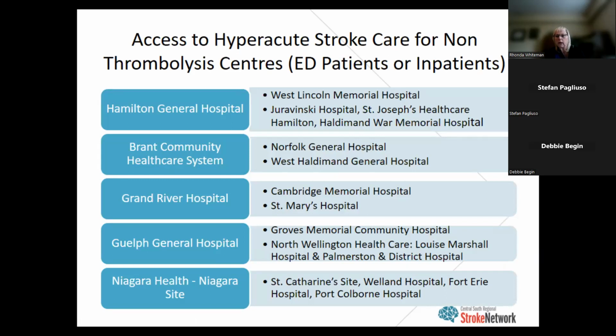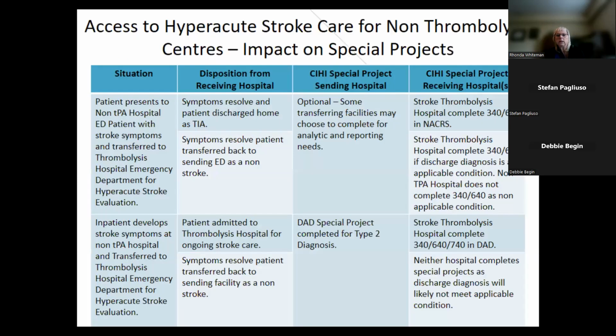But here on the slide, you can see that for reference. So what does that mean? If we look at the patients who are coming from a non-thrombolysis ED to the ED of another center, we know there are situations that, when the patient arrives at that receiving hospital, their symptoms may be resolved and they may be discharged home as a TIA, or their symptoms may be resolved and they may still require hospitalization and may be sent back as a non-stroke.